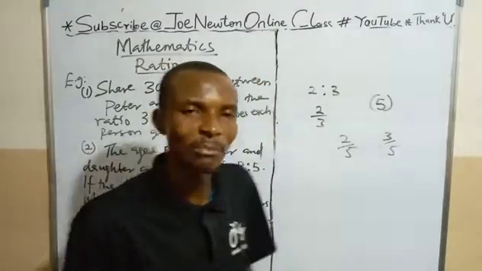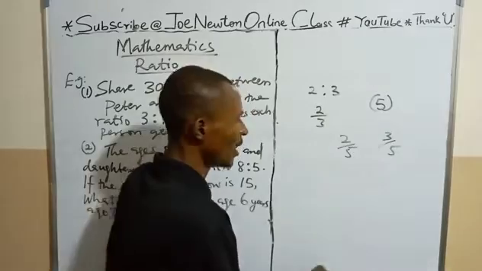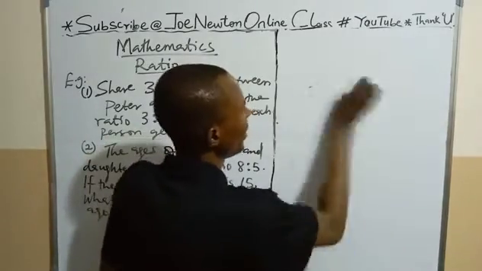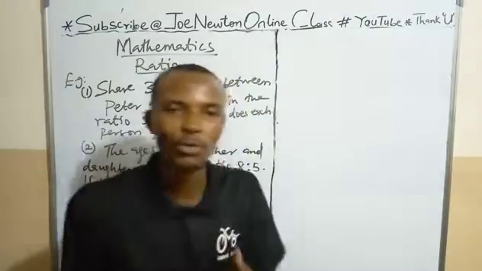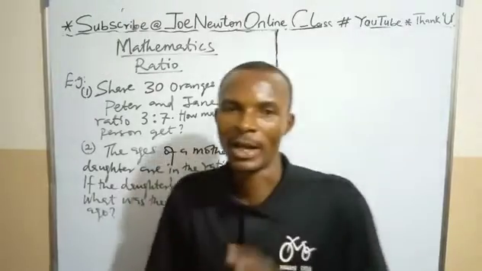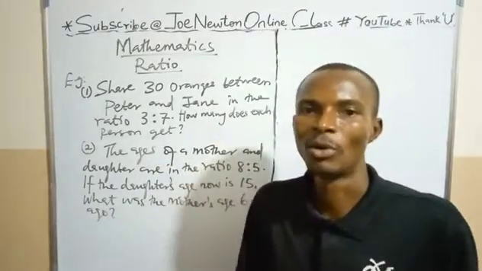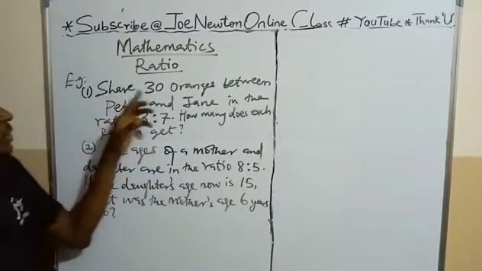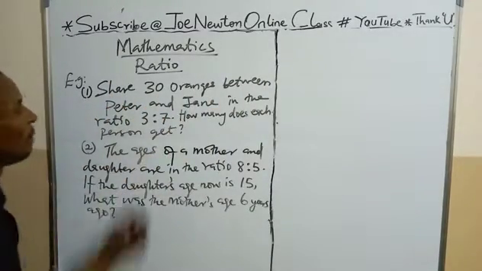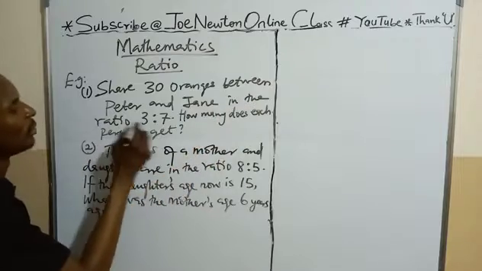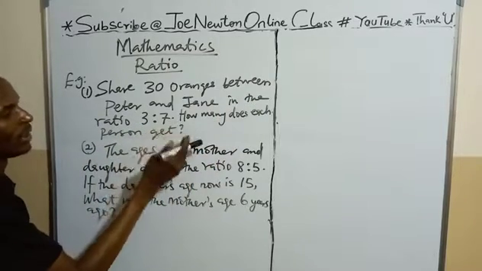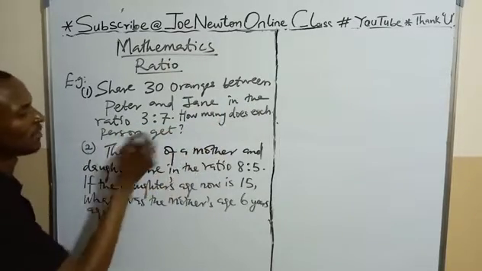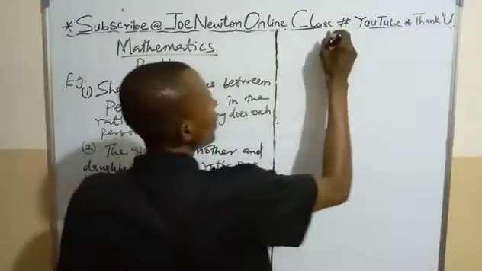Now let us use examples to get a real understanding of ratio and how to solve it in mathematics. Number 1 says, share 30 oranges between Peter and Jane in the ratio 3:7. Then the question is, how many does each person get? The solution.